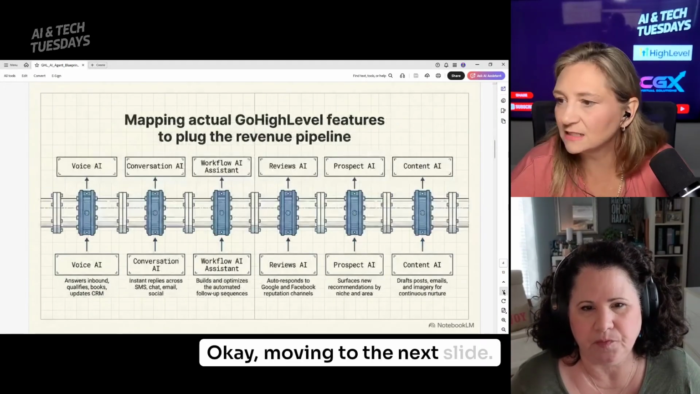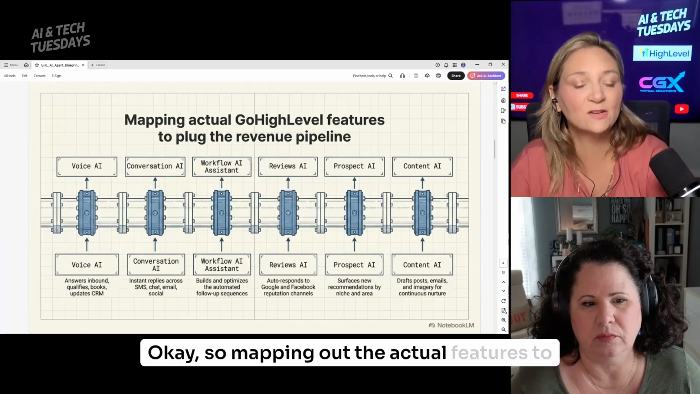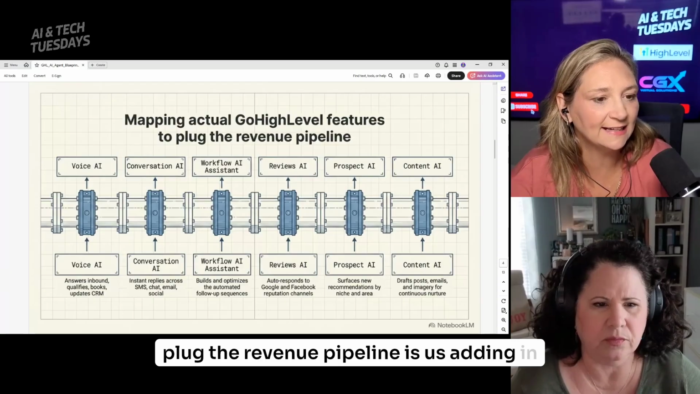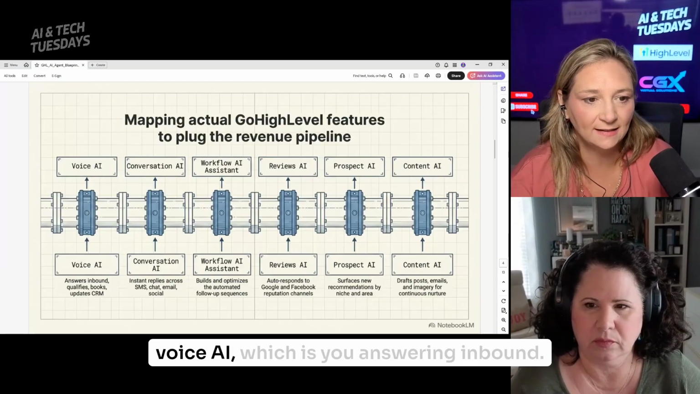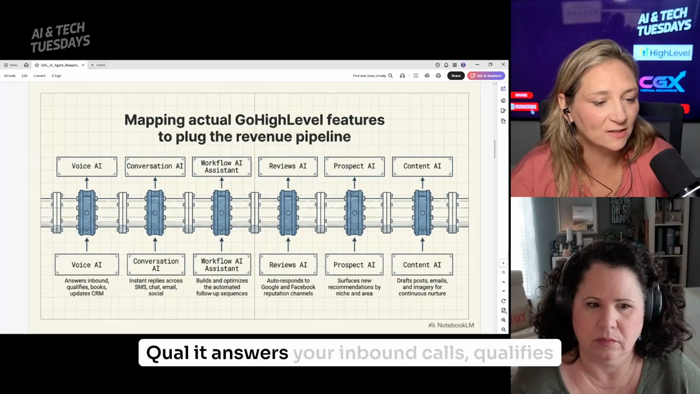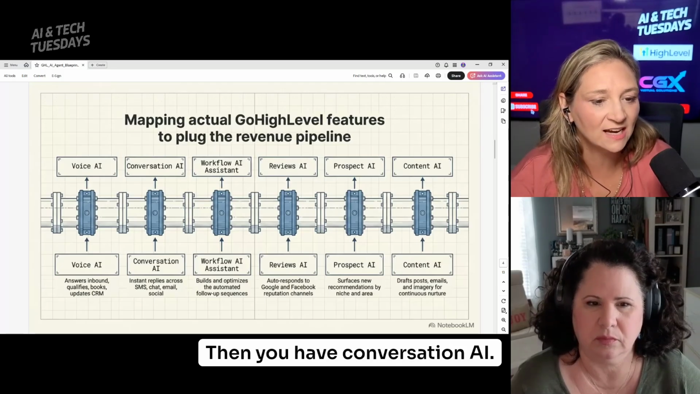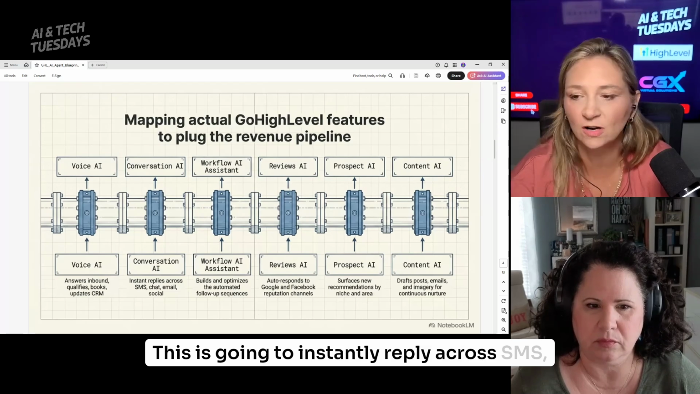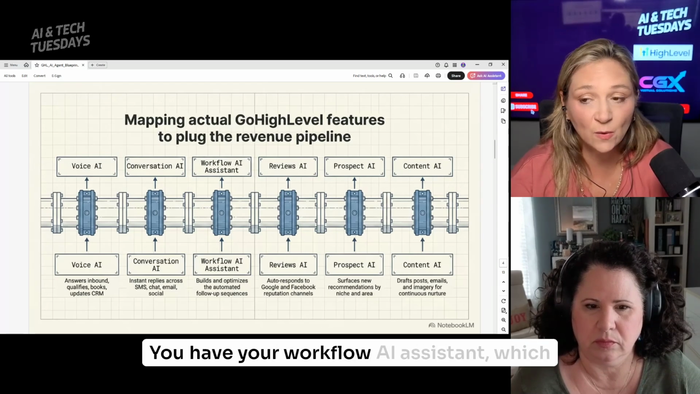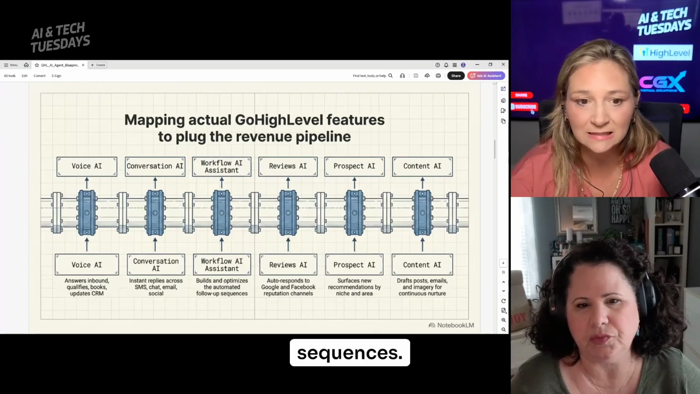Okay, moving to the next slide. Mapping out the actual features to plug the revenue pipeline is us adding in voice AI, which answers your inbound calls, qualifies, books, and updates your CRM. Then you have conversation AI. This is going to instantly reply across SMS, chat, email, and your social channels. You have your workflow AI assistant, which builds and optimizes the automated follow up sequences.